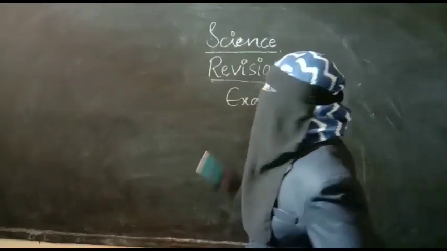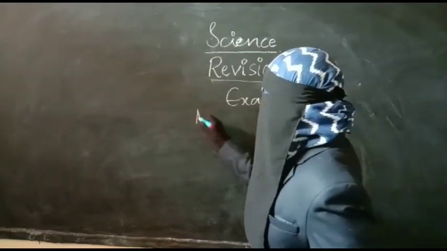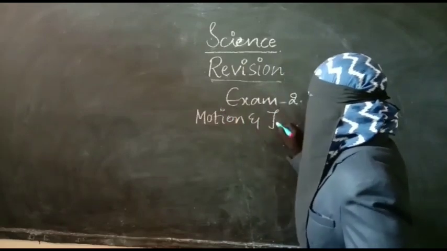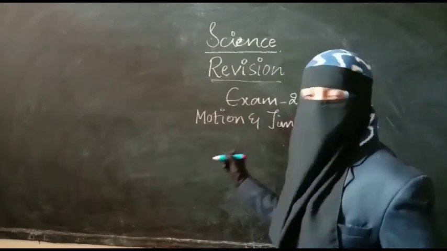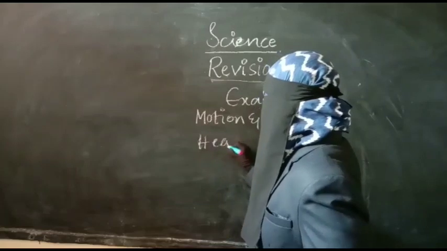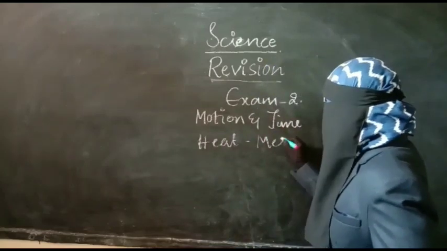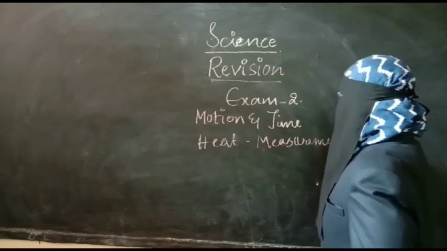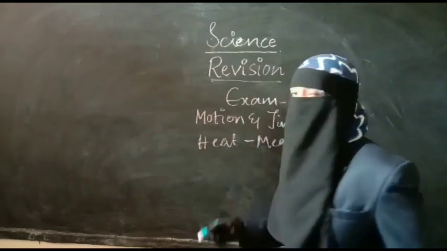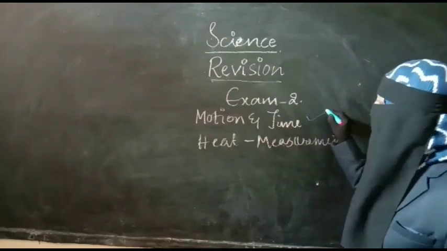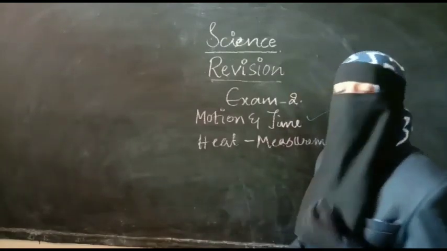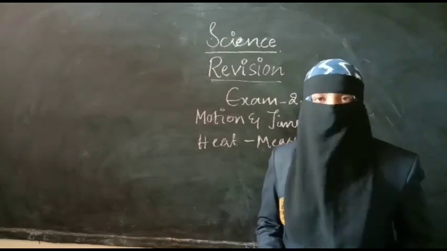Your lessons for the second examination will be motion and time, and the other one is heat measurement. We have 4 videos for these 2 lessons. First, motion and time has only one part, so go through that part properly. Heat measurement has 3 parts, first, second and third. Go through those 3 parts perfectly and properly.